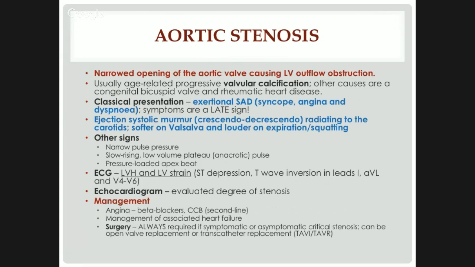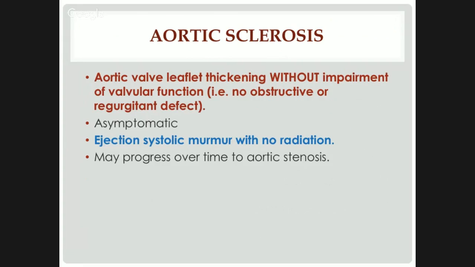The other buzzword sign, so obviously there's the ejection systolic murmur radiating to the carotids. The other buzzword sign is narrow pulse pressure, because the difference between systolic and diastolic blood pressure is narrow, and they've got a slow rising pulse with a pressure loaded apex beat. Again, if you want to understand the pathophys of this, shoot me a message or talk to me after the lecture. Happy to go through it.